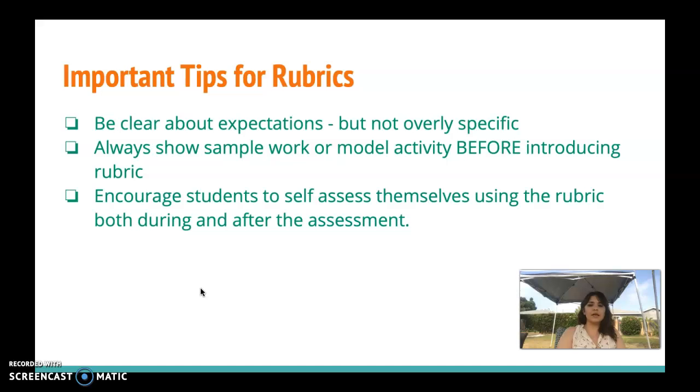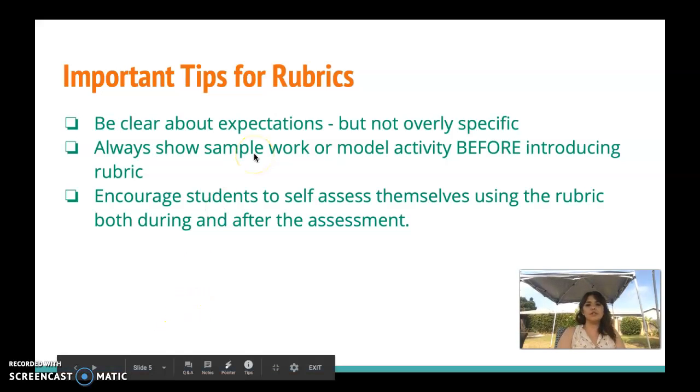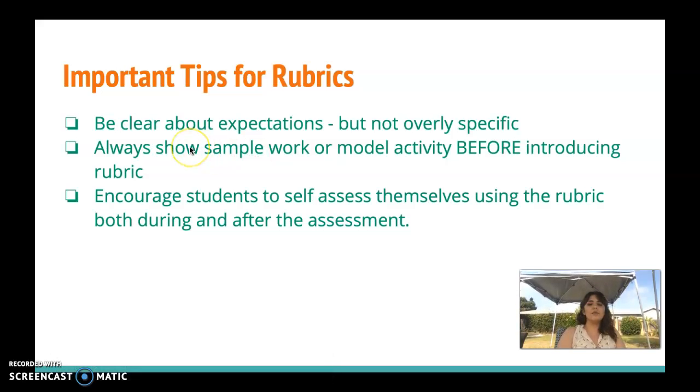So for rubrics, like we went over, you always need criteria and you always need a grading scale. It's important that you be clear about expectations, but not overly specific. So I want to use words like target vocabulary and the verb querer, but I'm not going to give them the words exactly in my rubric. I'm not going to basically give them the answers, but I want to still be specific enough to be clear about what I expect.